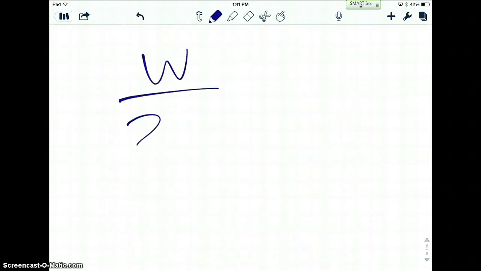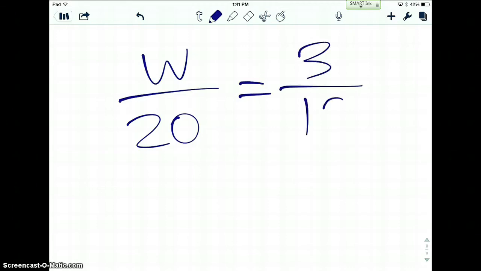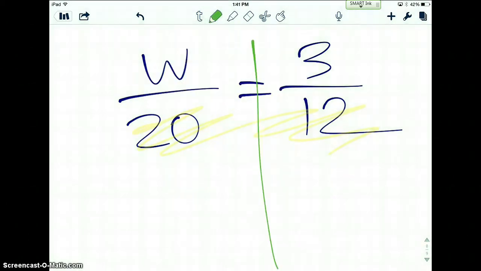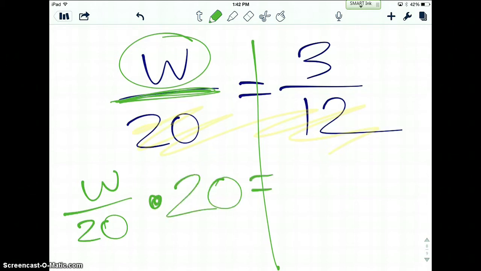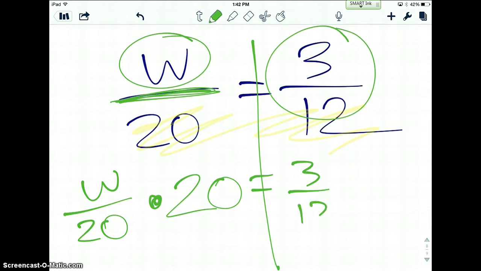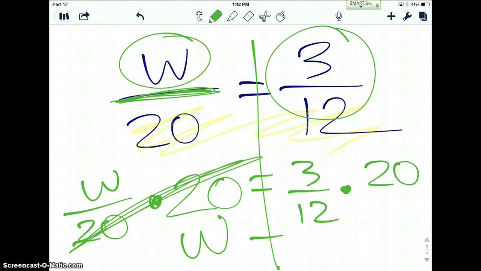So W over 20 equals 3 over 12. Do you see a relationship between these two? Because I sure do. Okay, so I'm going to have to solve this via algebra. Cha-ching. I need to get W alone. So how do we get rid of division by 20? Well, I would take that division by 20 and multiply by 20. I'm going to take this 3/12 and do the same thing. Multiply by 20. The reason I did that, so those would cancel. And I'm left with my W.